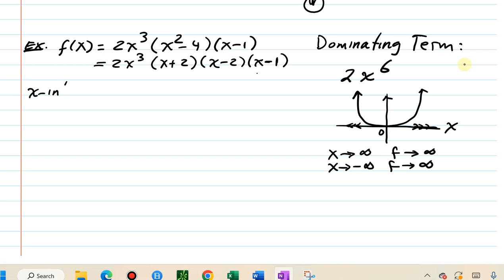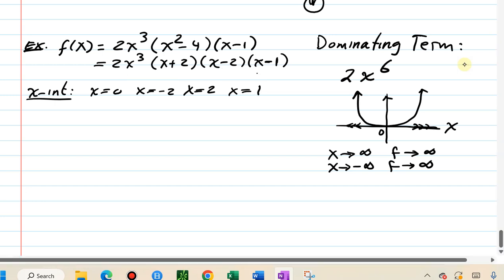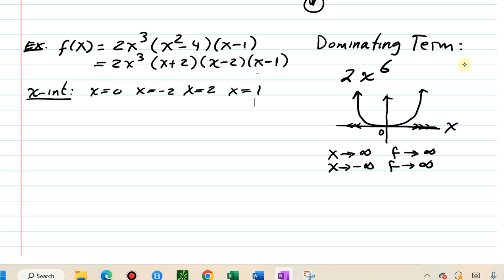The x-intercepts are the zeros of the function. x is 0, that comes from this one. x equals -2 coming from that one. x equals 2 coming from that, and x equals 1 coming from this one. So the graph of this function actually has 1, 2, 3, 4 x-intercepts. That's very interesting. Four x-intercepts.